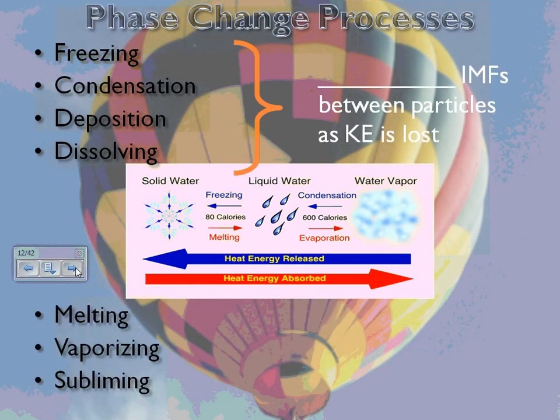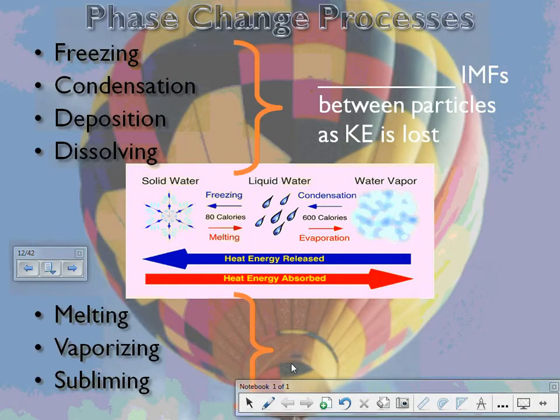Okay, so now all of these processes that we just described, these three are processes that are going to add energy, right? To melt something, we have to heat it up.